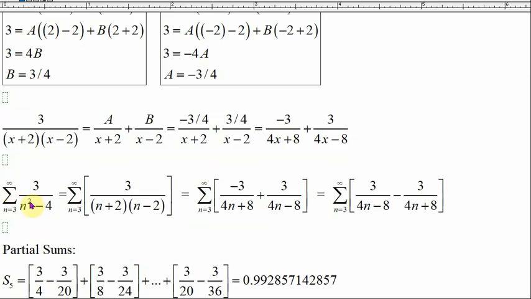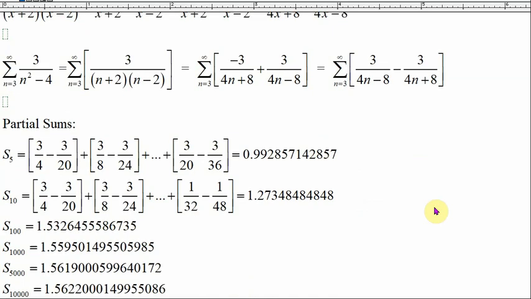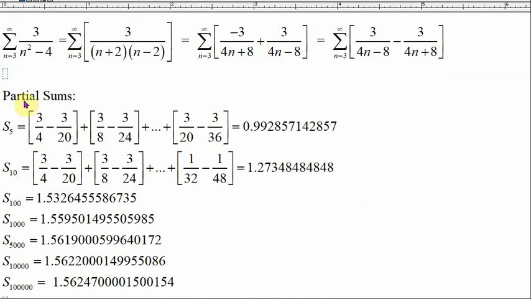So this is the original series. And now we can rewrite it as negative 3 over 4n plus 8 plus 3 over 4n minus 8, which is the same thing as 3 over 4n minus 8 minus 3 over 4n plus 8. And now let's write some partial sums.